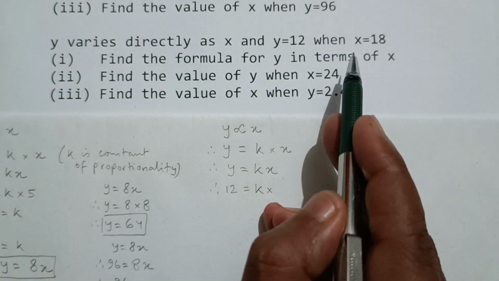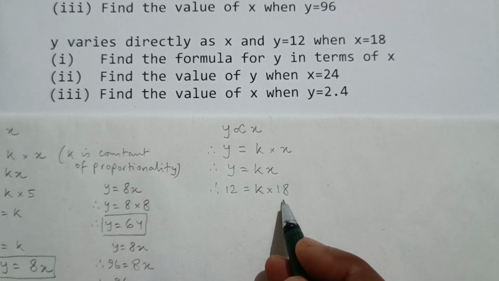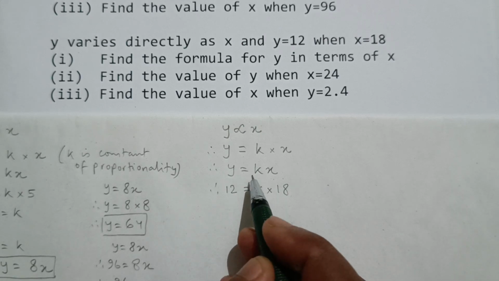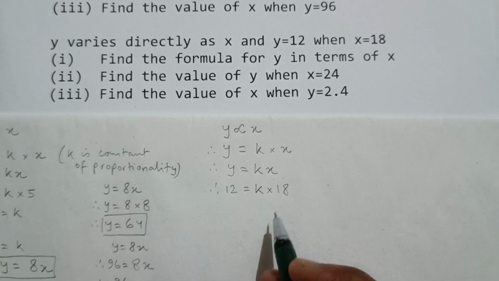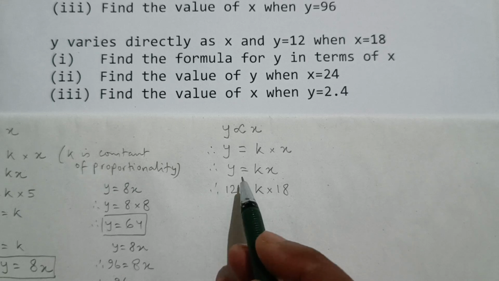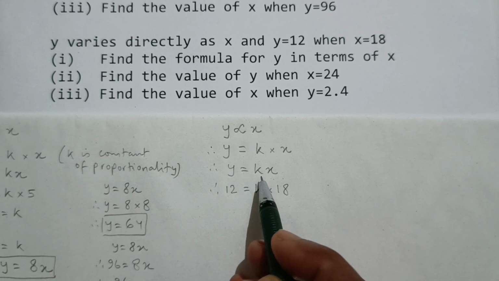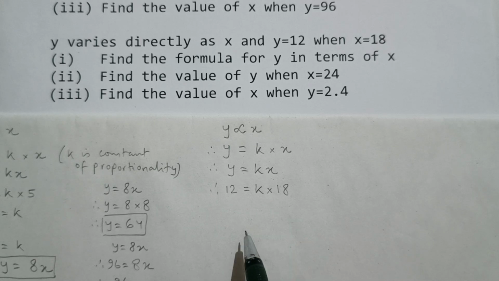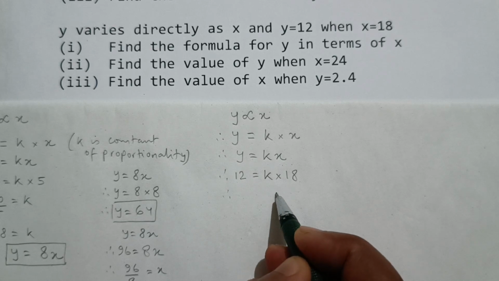The value of x is 18. So when the x value is 18, the value of y becomes 12. So y equals kx now becomes 12 equals k multiplied by 18. Instead of x, I have written its value, which is 18, and instead of y, its value, which is 12. From this equation we can find the value of k.